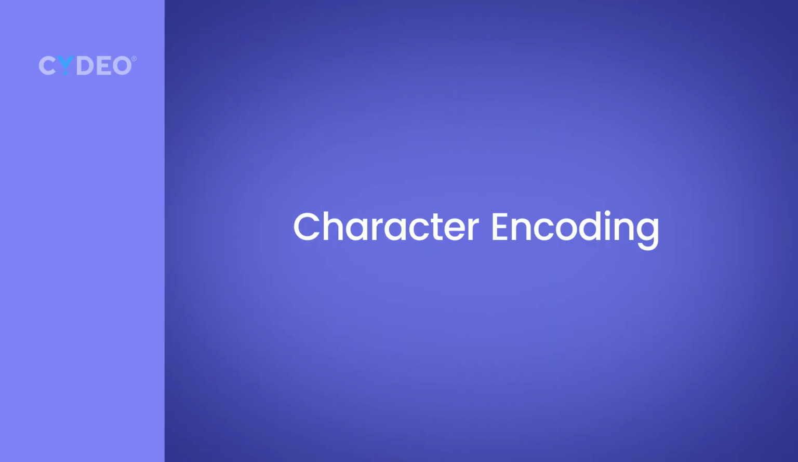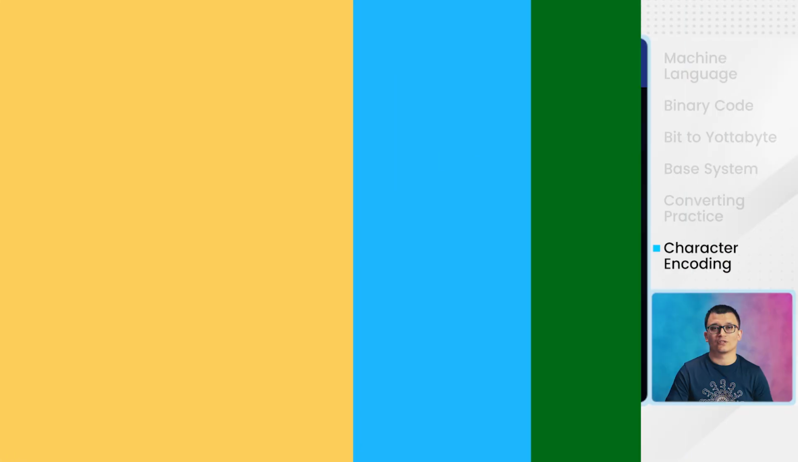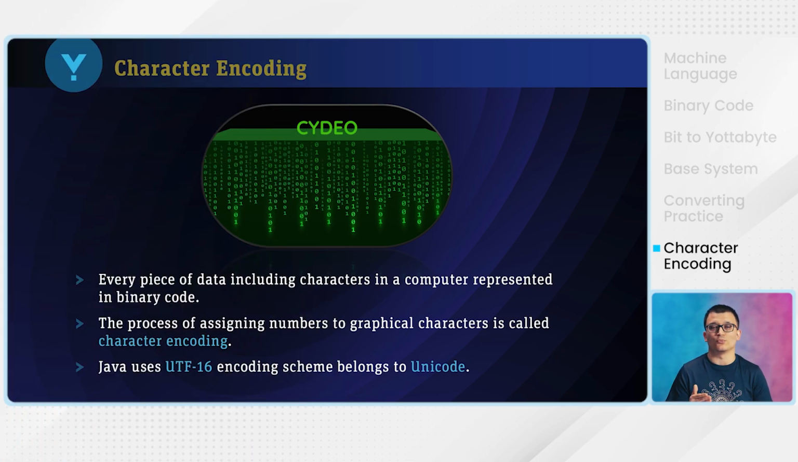And next, let's talk about character encoding. It is also correlated with the binary codes. This character encoding is basically a method. It is a process of assigning numbers to the graphical characters. Okay? Because the computer does not understand the graphical characters, in order to process them, we use character encoding to assign numbers to the graphical characters, and then the computer can understand it.